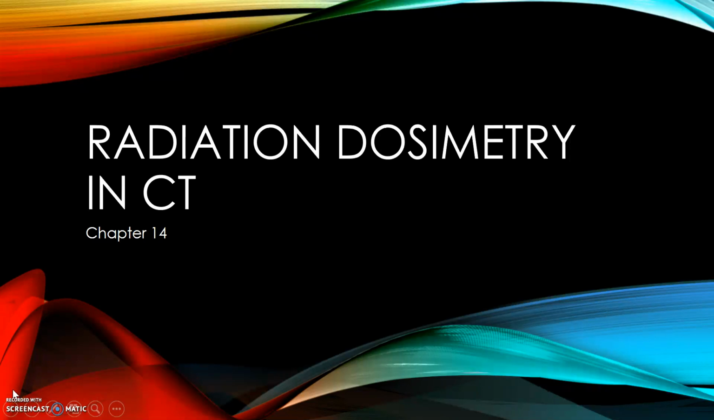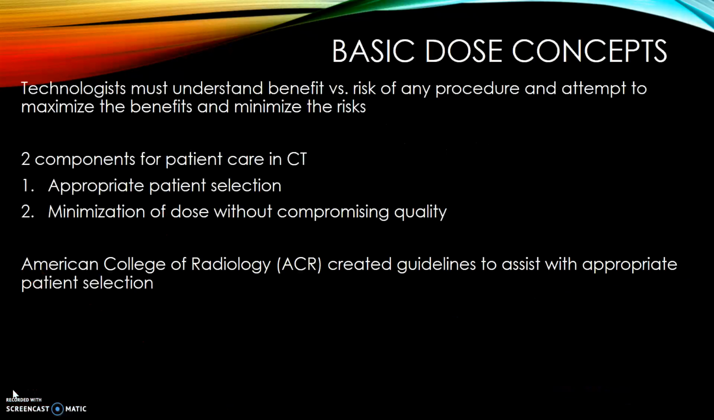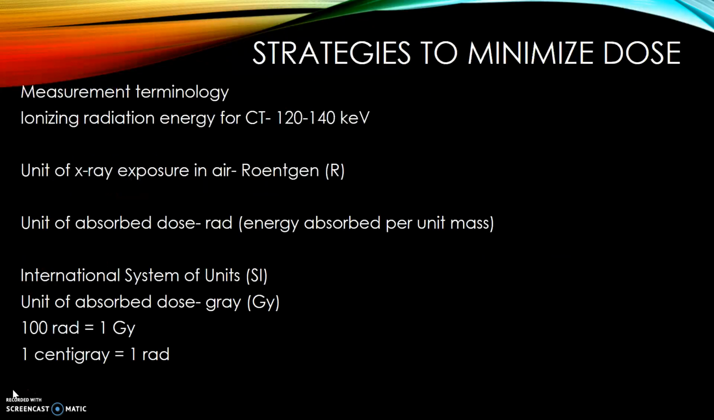Today's lecture will cover radiation dosimetry in CT, some basic dose concepts. The technologist must understand the benefit versus the risk of any procedure and attempt to maximize the benefits and minimize the risk. Two components for patient care in CT are appropriate patient selection and the minimization of dose without compromising image quality. The ACR created guidelines to assist with appropriate patient selection.